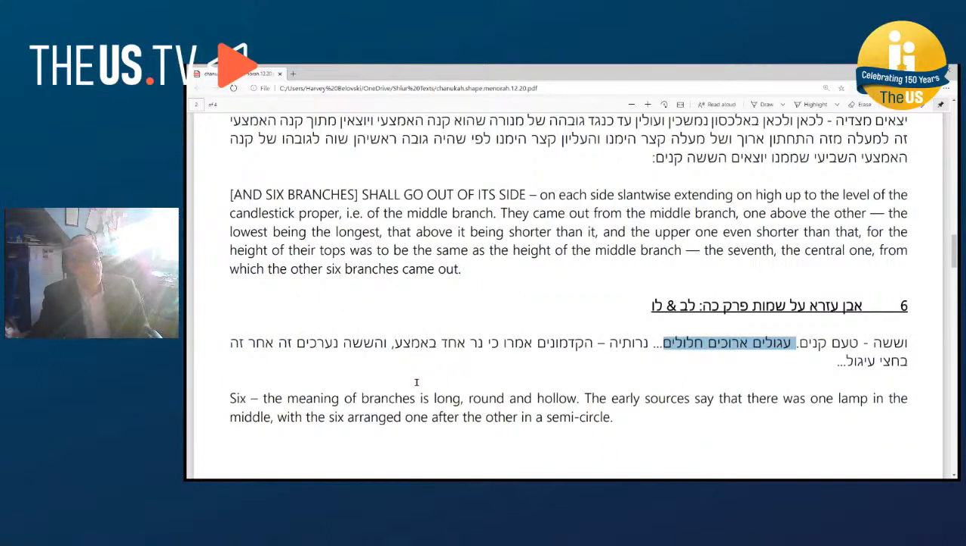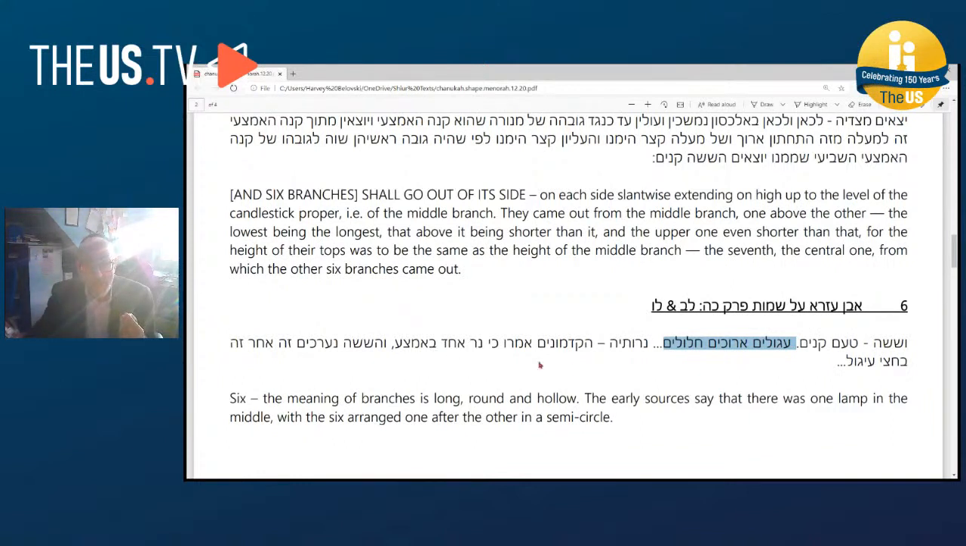So the early sources tell us there was a single lamp in the middle, and the other six were arranged one after the other, as it were in a line, in a semicircle. So it seems pretty certain that the Ibn Ezra understood that the menorah was, as we're more familiar with, a set of three interlocking or concentric semicircles. That's what we're familiar with.